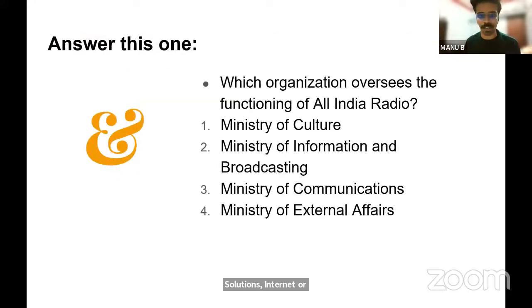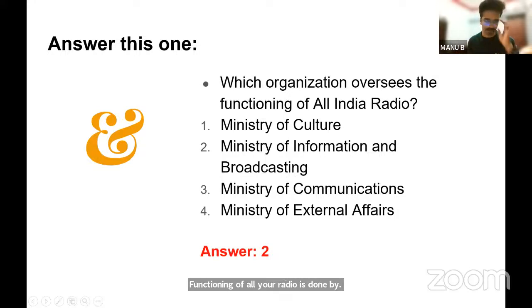So can you answer this question? Which organization oversees the functioning of All India Radio? Which is a general knowledge question. So how many of you can answer this? Overseeing the functioning of All India Radio is done by the Ministry of Information and Broadcasting. It will be good if you see who is the Minister of Information and Broadcasting. Who is the Central Minister of the Ministry? If you look at that, it will be good. Okay, next.